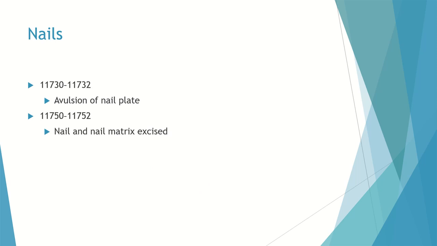Nails are 11730 to 11732, the avulsion of a nail plate. 11750 to 11752, nail and nail matrix excised. So if you ever have an ingrown nail or something like that, you might be in this area if you're coding your own chart, just for curiosity purposes.